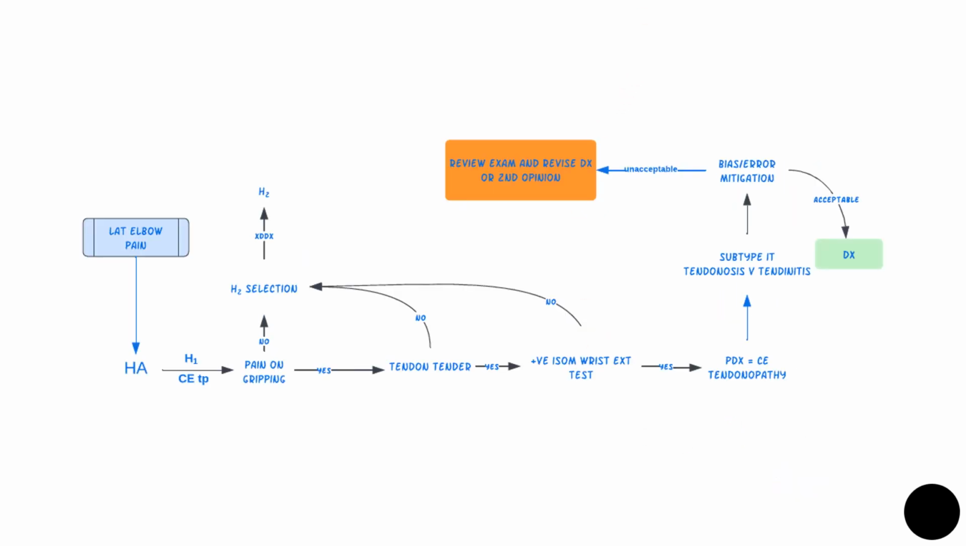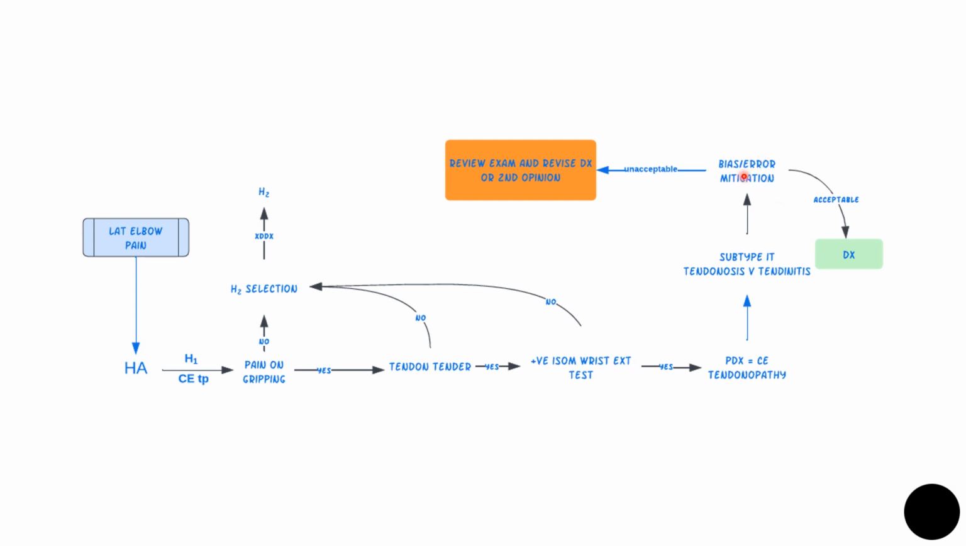Now I've taken the covers off and we can look at the bits that were missing before. Again, we've gone through hypothetic abduction to H1, and we looked at what happened when we had to select H2, and we did that with the exclusionary differential diagnosis to generate H2, and then we went through the same process again. But now let's look at what happens if all of this pans out and we have a provisional diagnosis of common extensor tendinopathy. We subtype it into tendinosis or tendinitis, depending on the patient's symptoms and signs.